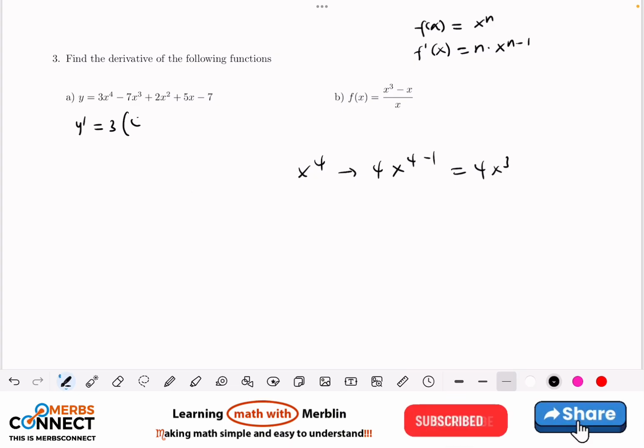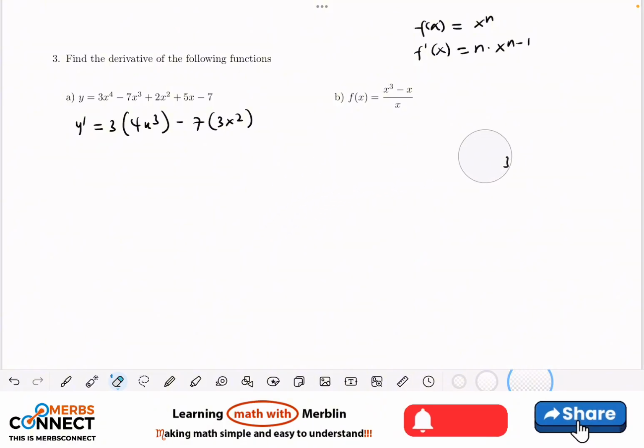So this is going to give us 4x to the power 3 minus 7. Then this one will help us go quick. This is going to be 3x to the power 2. So I drop the 3, I subtract 1. So that's what I'm going to get from there.